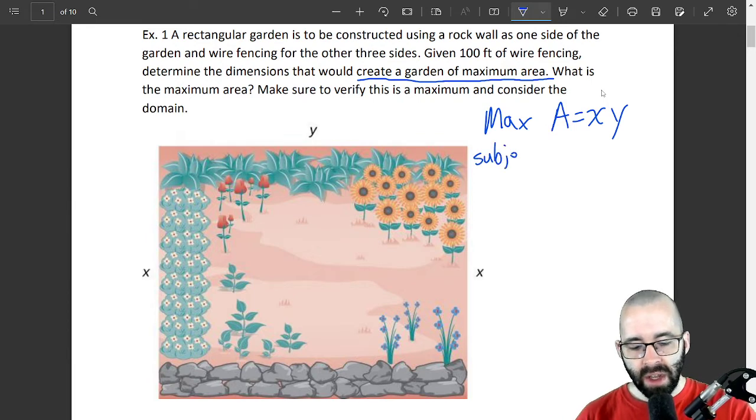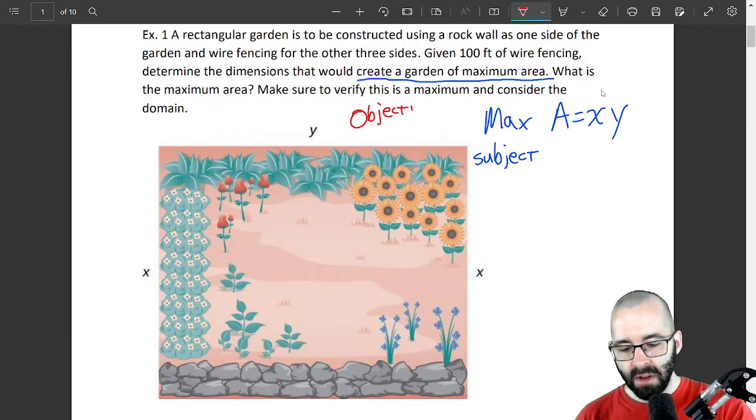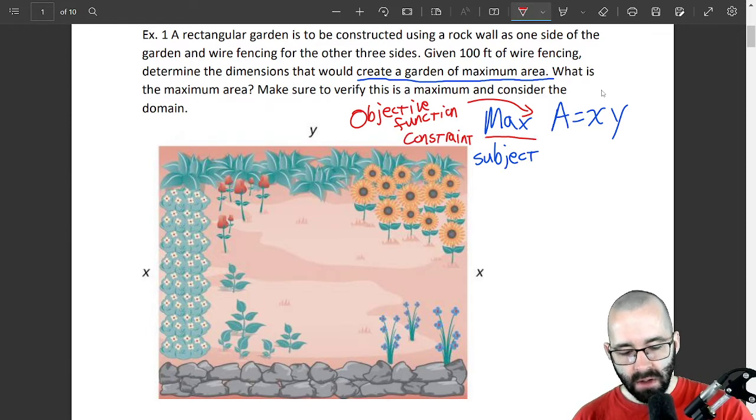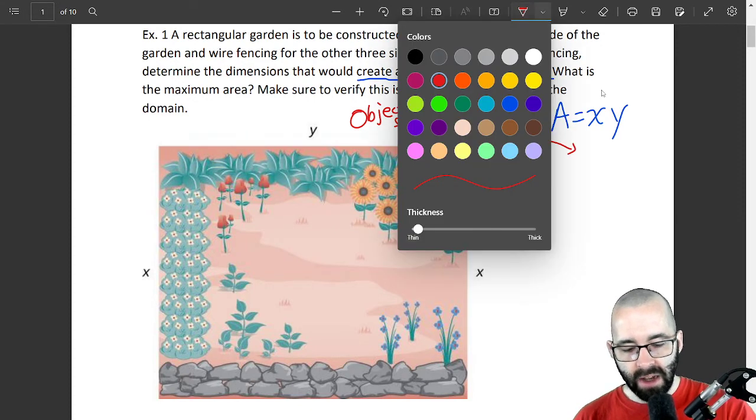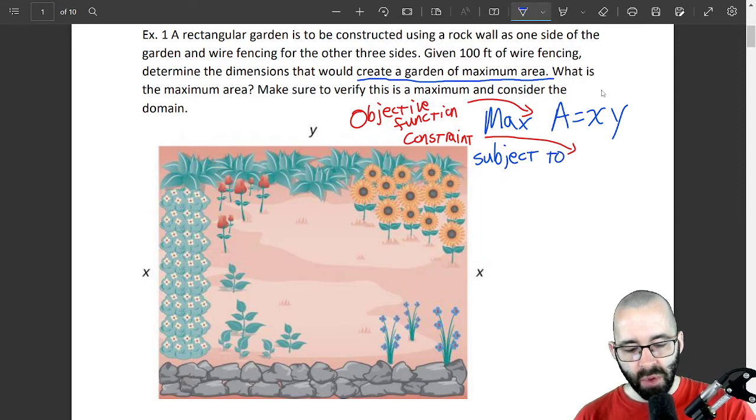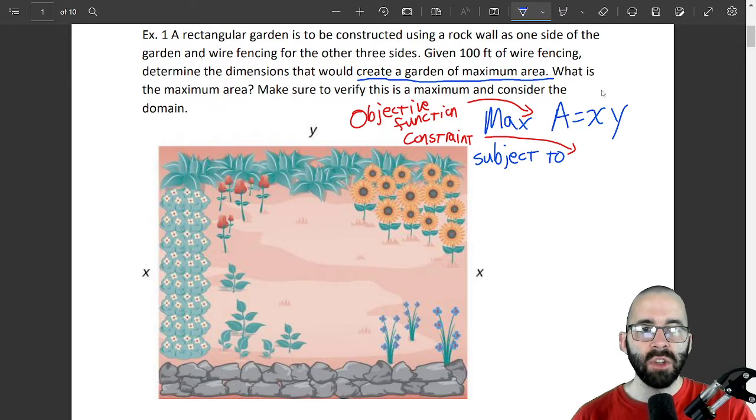So this top thing is what's called an objective function. That's not that important of a term. And then the bottom is going to be what's called a constraint function, which we haven't written down yet. So we're trying to maximize the area function subject to the requirement.